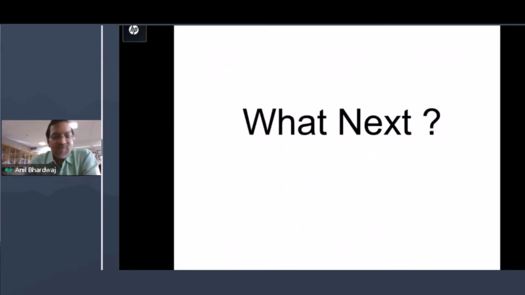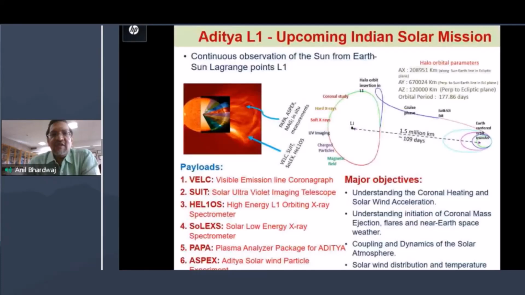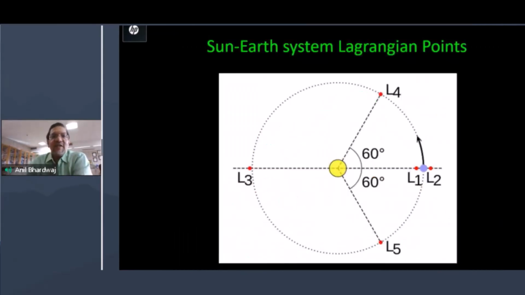What next? We are now talking about the Aditya L1 mission. Aditya, you know, is a Sanskrit word for sun. So it's a mission to study the sun, but not by going to the sun, but from the L1 point. And the L1 point is a point between sun and earth. Let me see if it is there. Yes. So the L1 point is a point between sun and earth.